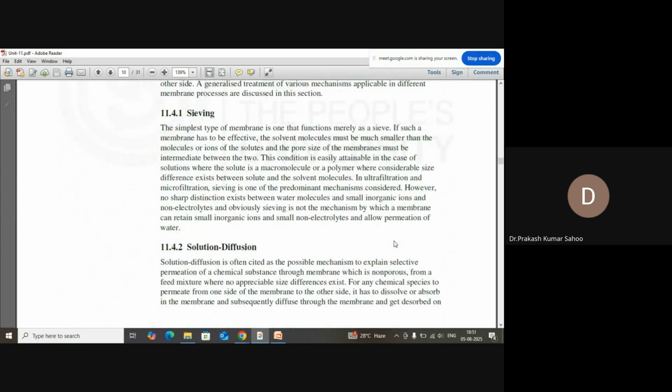So one is sieving. This is the simplest type of membrane, one that functions merely as a sieve. If such a membrane has to be effective, the solvent molecule must be much smaller than the molecules or ions of the solute, and the pore size of the membrane must be intermediate between the two.